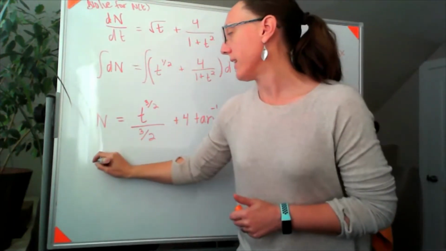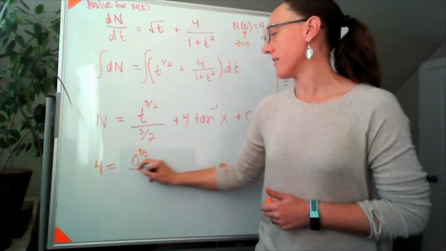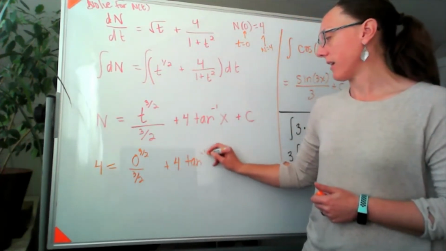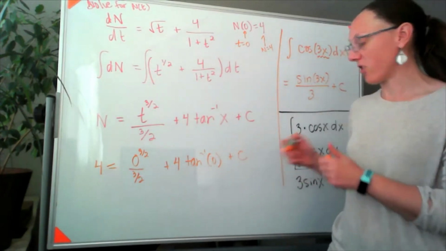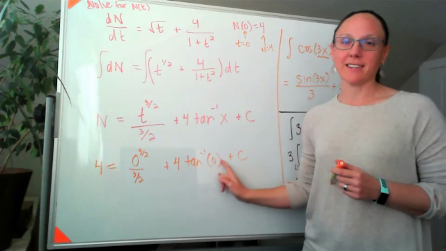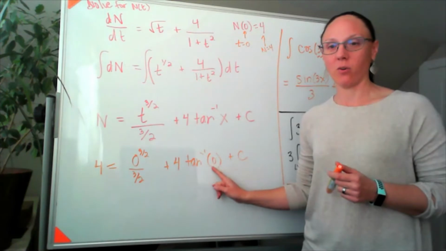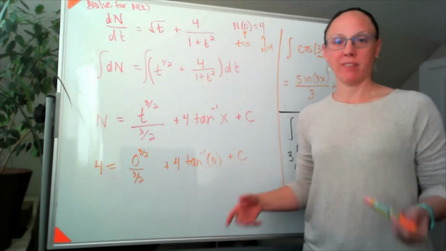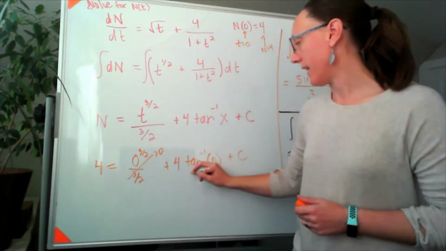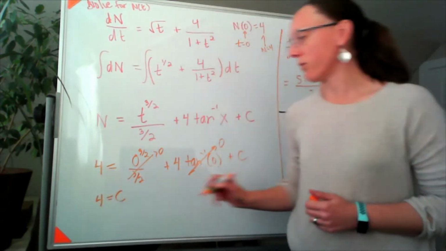So n needs to be 4 when t is 0. 0 to the 3 halves divided by 3 halves plus 4 times tan inverse of 0 and then plus a constant. Just as a quick reminder, this is saying what's the angle where tangent of that angle is equal to 0. So tan inverse of 0 is 0. So this piece went to 0 and this piece went to 0, which means our constant is equal to 4.